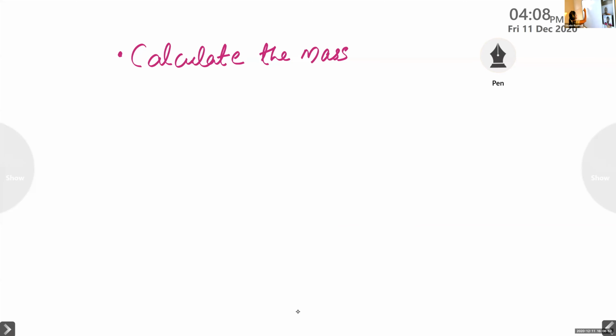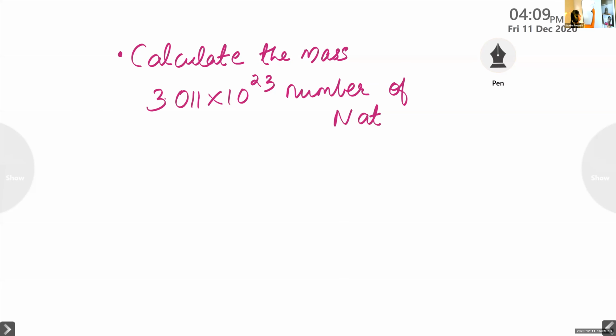Then the next question is 3.011 into 10 raised to 23 number of nitrogen atoms. 3.011 into 10 raised to 23 number of nitrogen atoms. Calculate the mass. Which equation can be used?